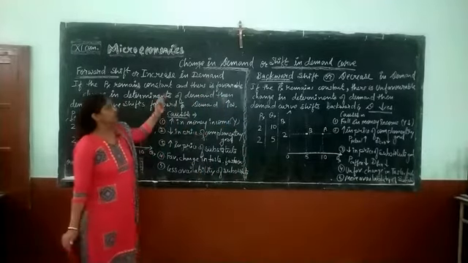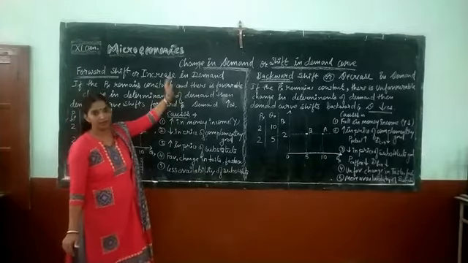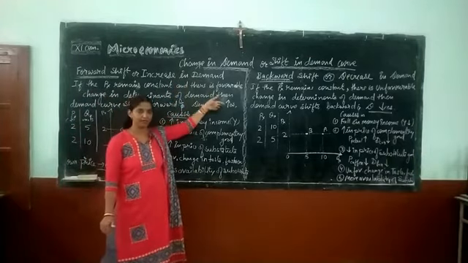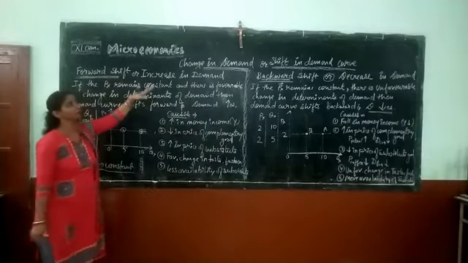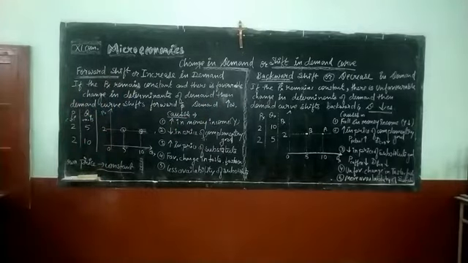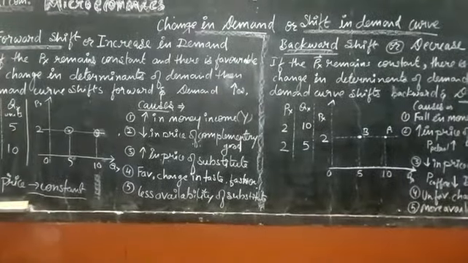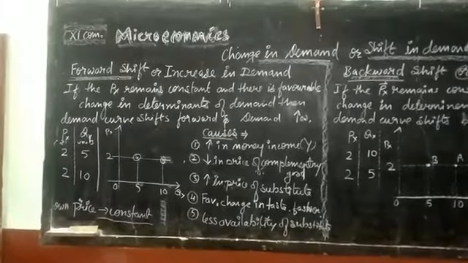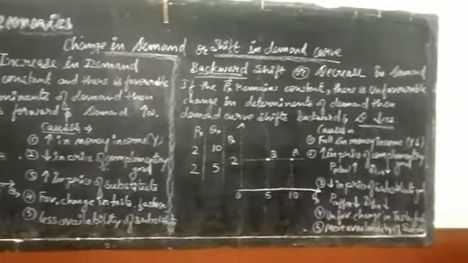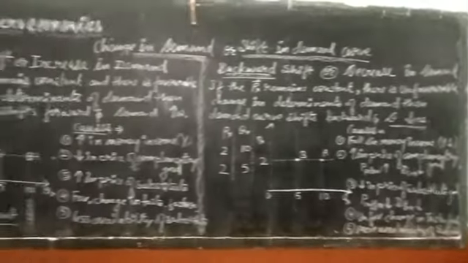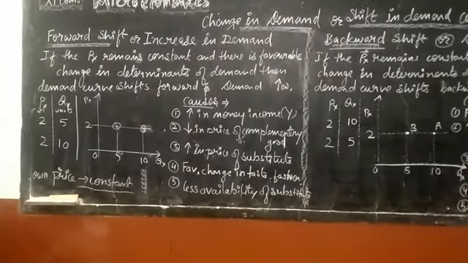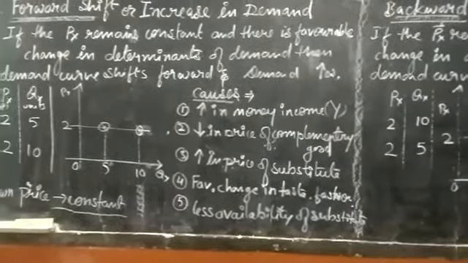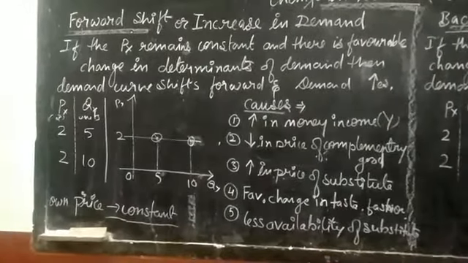First one, change in demand or shift in demand. It is of two types, as I told you earlier: there may be a forward shift or there may be a backward shift. If a forward shift is there, then there is an increase in demand, and if a backward shift is there, then there is a decrease in demand. First we will discuss forward shift or increase in demand.